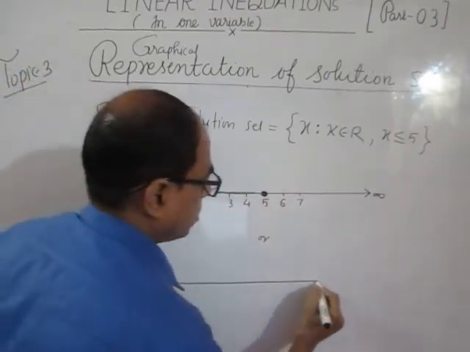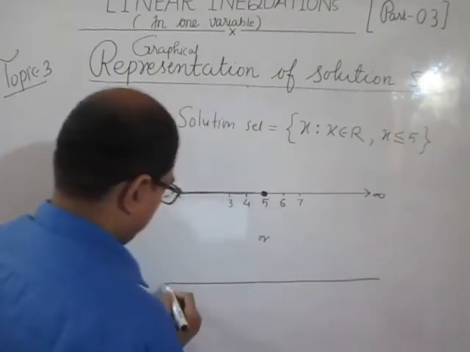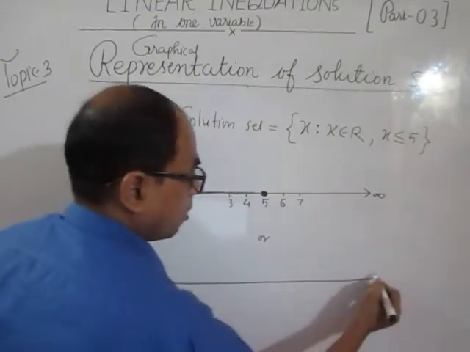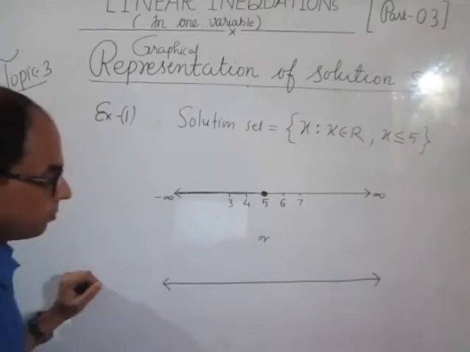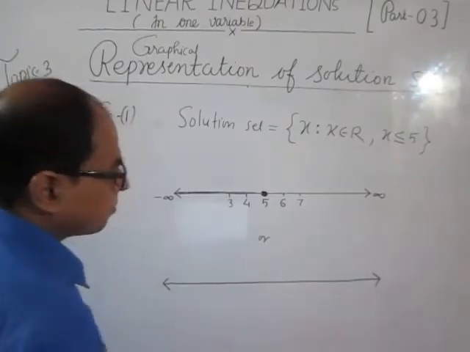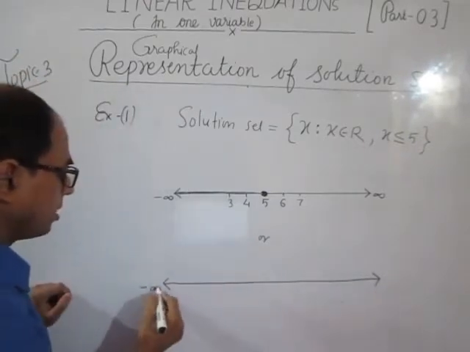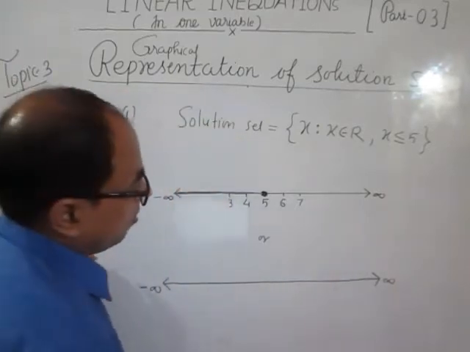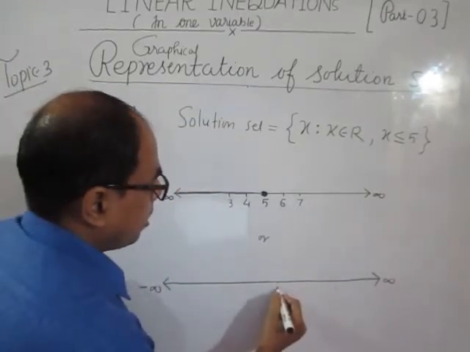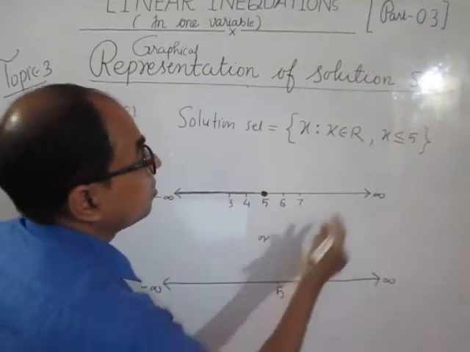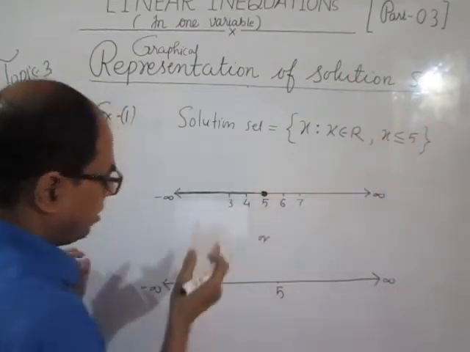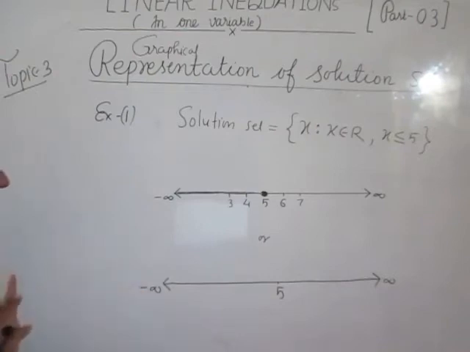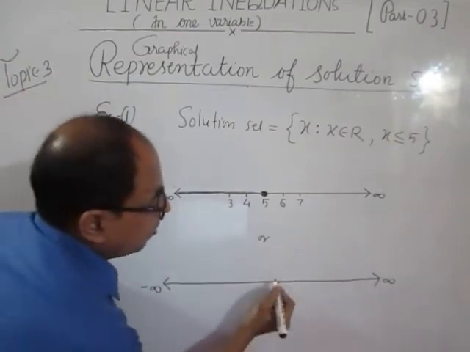We can represent this solution set graphically in this way also. Draw a number line, put arrow on both sides. If you want to write here minus infinity and plus infinity, you can write, otherwise you can ignore. Now the end point of the solution is 5. From the left hand, the end point is not given, that means minus infinity.